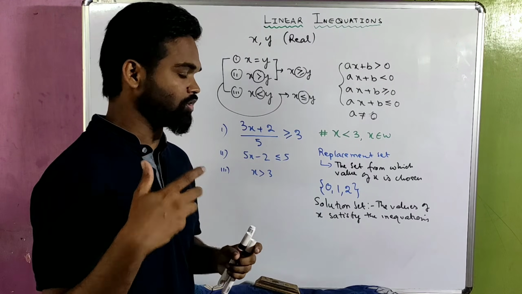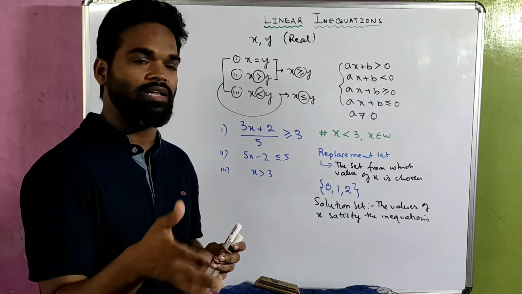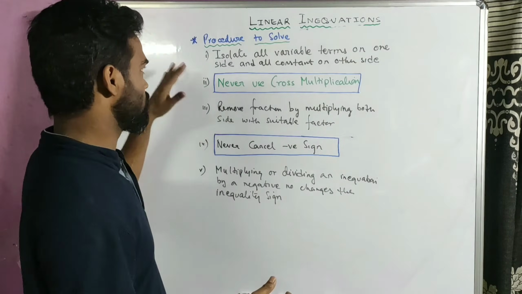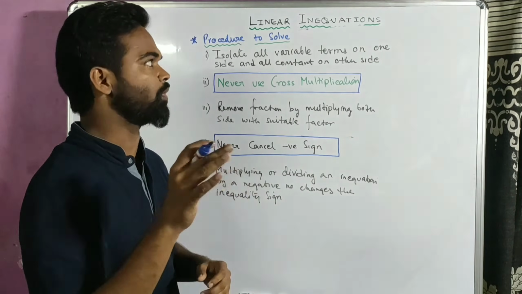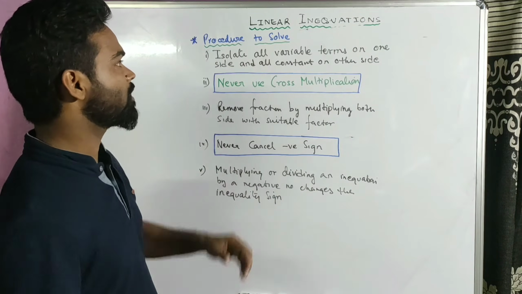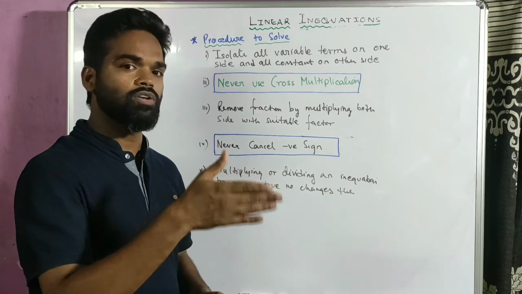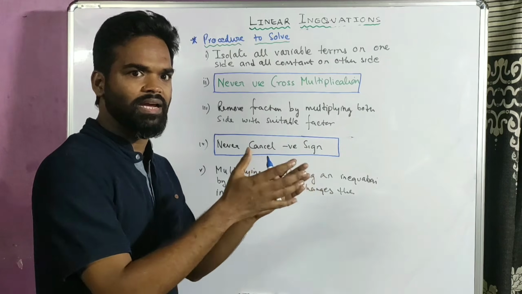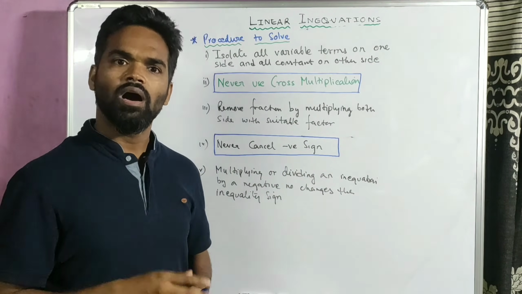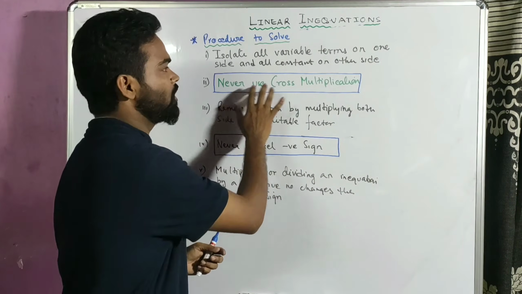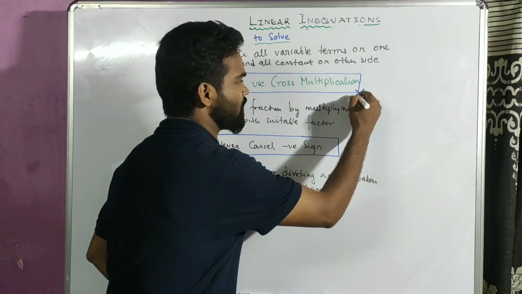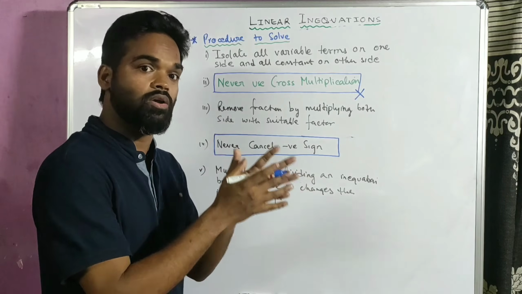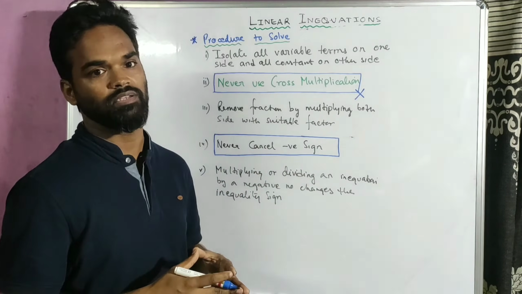Now we look at some procedures which we should follow while solving a linear inequation. First of all, isolate all variable terms on one side and constants on the other side. Like we solve an equation, bring the variables on one side and bring the constants on the other side. Never use cross multiplication. Be careful, never ever, because there is nothing called cross multiplication in mathematics.